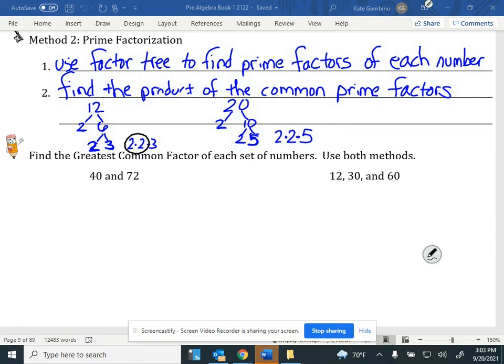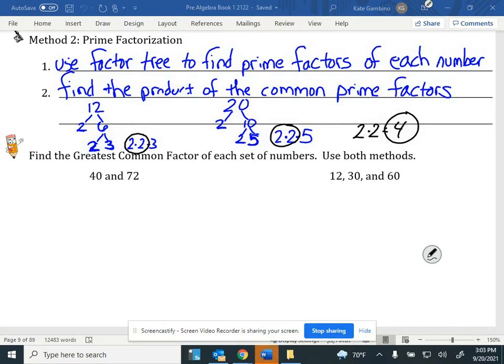I see a 2 times 2 and a 2 times 2. There's no 3 and no 5 that are in common. So I'm just going to look at 2 times 2, and 2 times 2 equals 4. And we get that same greatest common factor. So they both get us the same answer. We just get there in a different way. So let's look at some more examples.